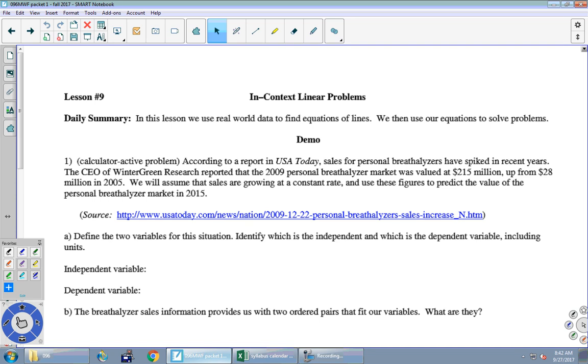Okay, this is a calculator active problem. Sales for personal breathalyzers have spiked in recent years. In 2009, the personal breathalyzer market was valued at $215 million, up from $28 million in 2005. So we are going to assume that sales are growing at a constant rate. So going from 2005 to 2009, let's assume it's a straight line that will connect us from 28 million up to 215 million. Ultimately, we're going to find the equation of that line and use it to make some predictions.